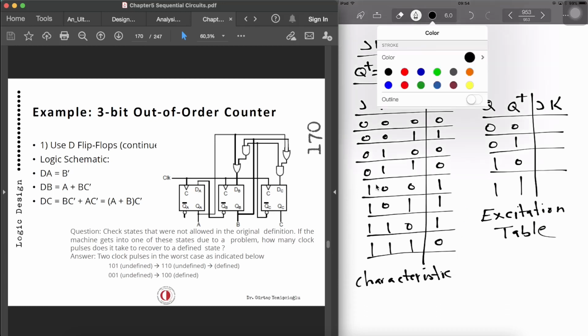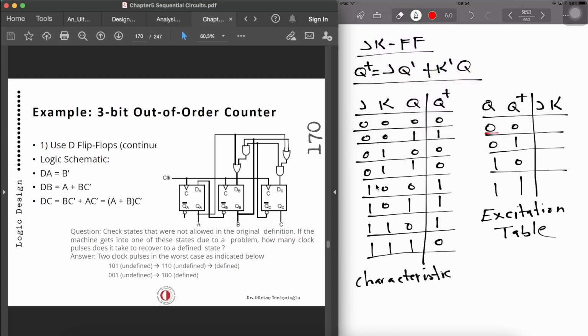Okay, so let's look at the first one. The present state is 0, next is 0. Now, when we say both are 0, either we are holding, or it is resetting, in any of these, okay? Because the next states are zeros over here. So when we look at J, it's always 0. K is changing from 0 to 1. So we can say that J is 0, K is don't care, is changing.